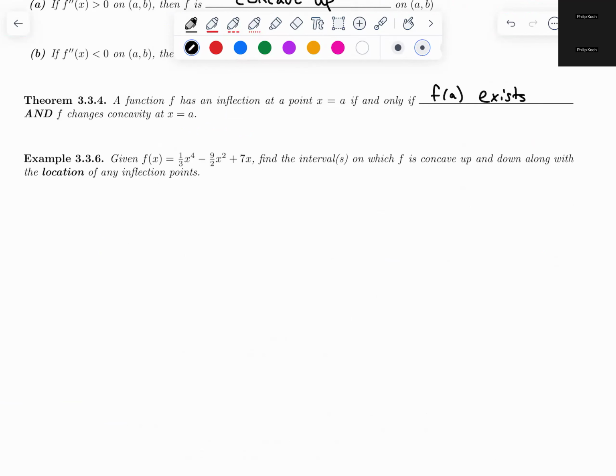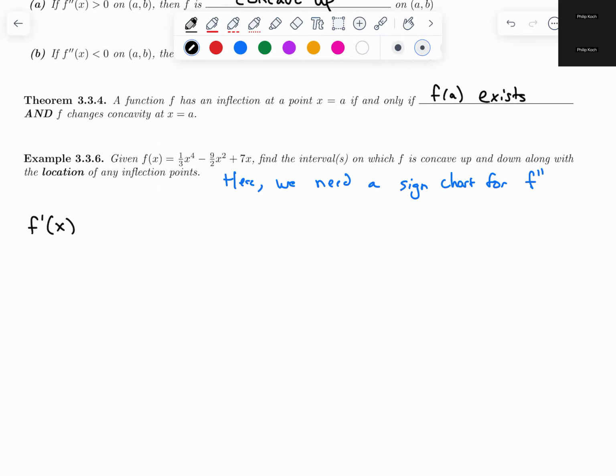Now we're trying to find it here. We need a sign chart for f double prime, because we want to know where the second derivative is positive and where the second derivative is negative. So we'll take the first derivative, simplify if need be, because we're going to be using the first derivative to find the second derivative. But there's not much needing to be simplified.